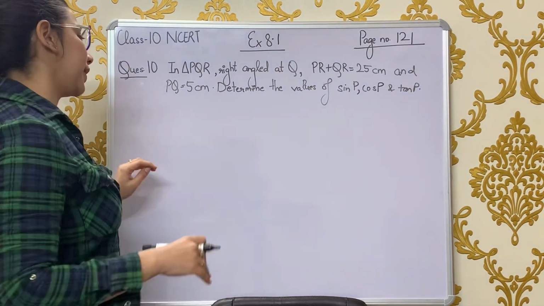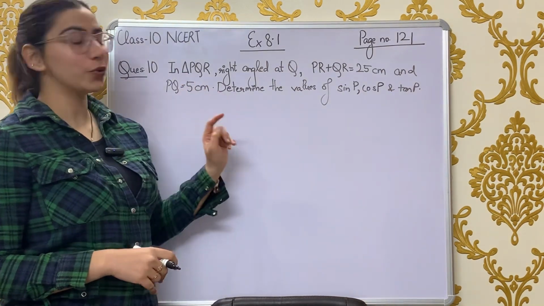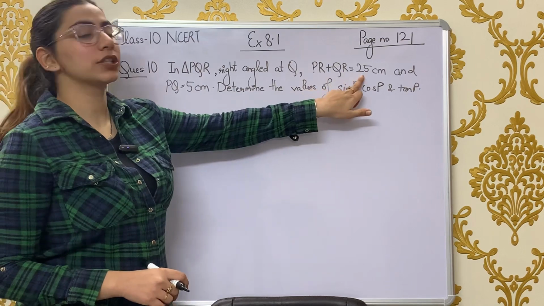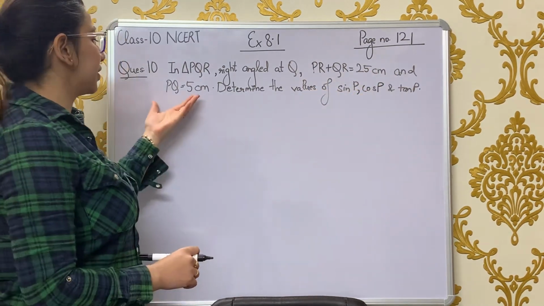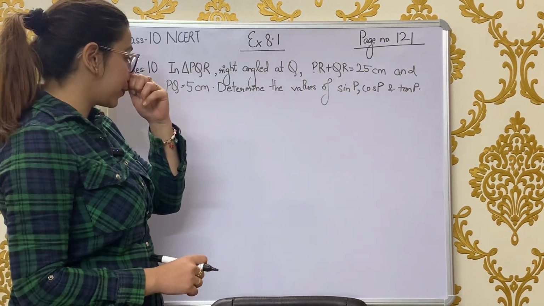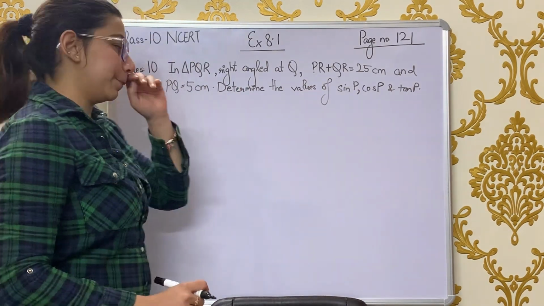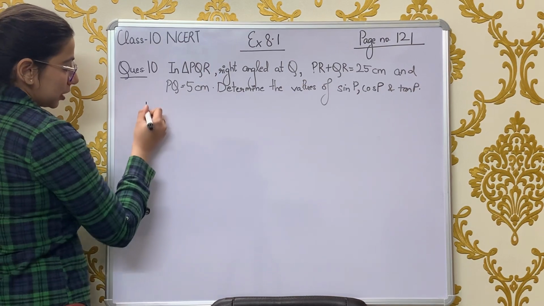Coming to question number 10, we are given a triangle PQR, right angled at Q. We are given PR plus QR is equal to 25 cm and PQ as 5 cm. We need to determine the values of sin P, cos P and tan P. Let's start with what we are given first. Let's draw the triangle.